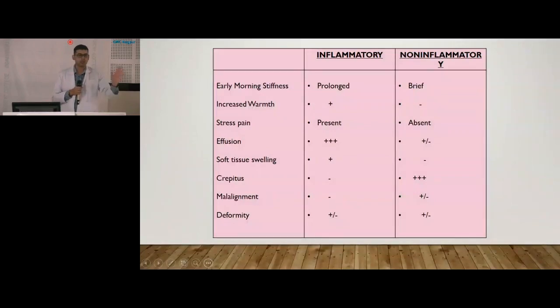While in patients with inflammatory arthritis, since it is the effusion, the joint fluid, which is present inside, this crepitus won't be there. Okay. So the amount of apposition which is required is not happening in patients with inflammatory arthritis. So crepitus is a very important differentiating feature between inflammatory and non-inflammatory. There would be malalignment. It can be seen in inflammatory as well, so it's not a very clear differentiating point. And as well as deformities. A long-standing one, definitely it will produce deformity.